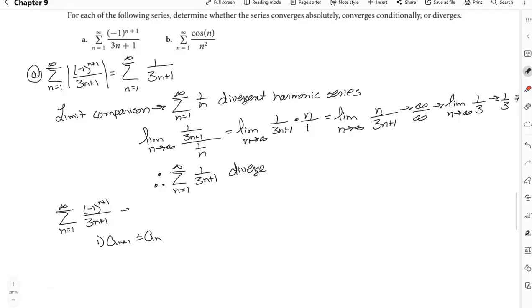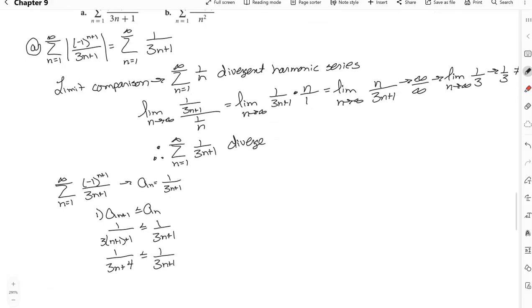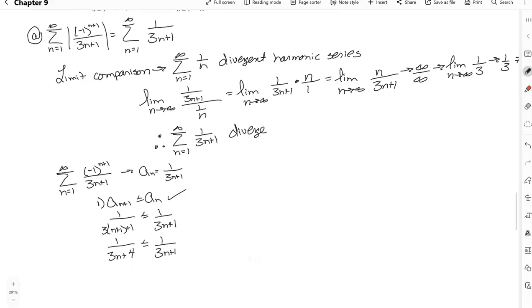So my a sub n is 1 over 3n plus 1. I've got 1 over 3 times n plus 1 plus 1. I want to know, is that less than or equal to 1 over 3n plus 1? So this is going to be 1 over 3n plus 4 when I distribute and combine the bottom. And since that denominator is larger, the fraction is smaller, so that condition is met.